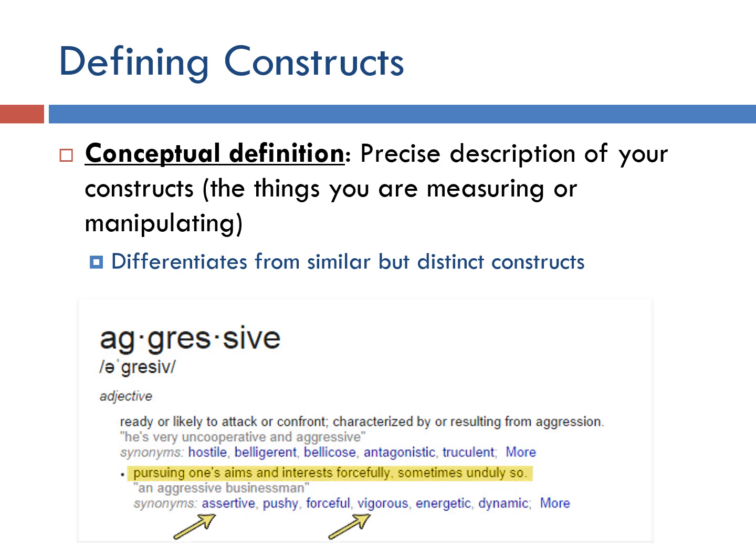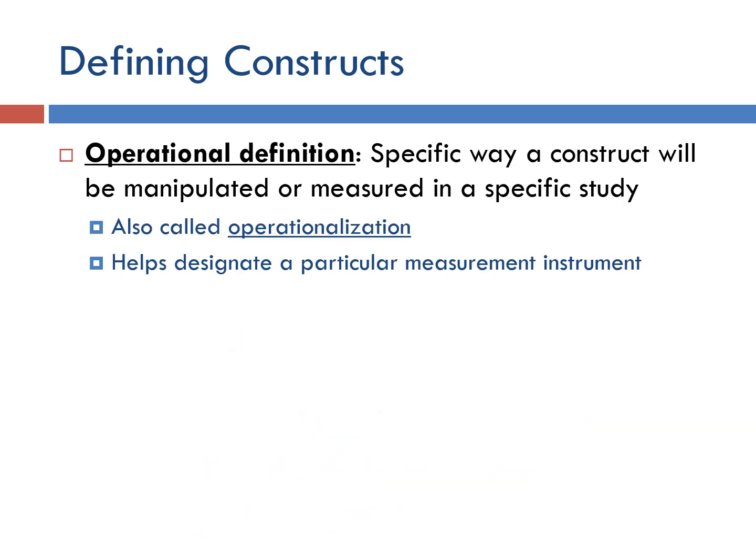Now, once we have an idea of what we are trying to understand on a broad, big-picture level of our construct, then we want to get more into the nitty-gritty of how we are observing or measuring this construct. That is called our operational definition. This is the specific way a construct will be manipulated or measured. So whereas the conceptual definition is what we are measuring, this is how we are measuring.